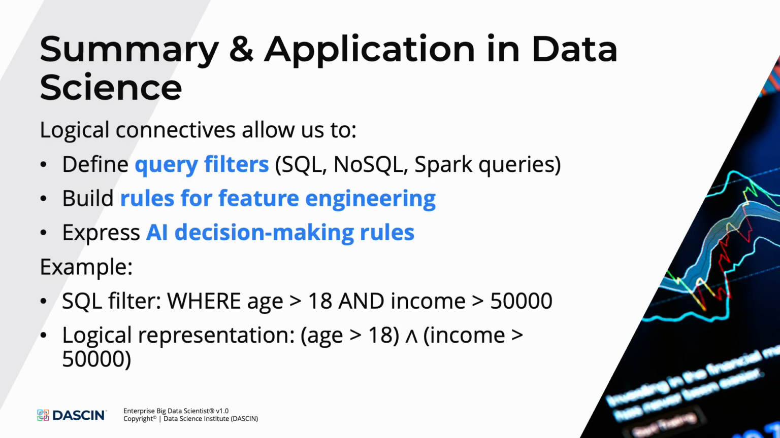To summarize, logical connectives are the building blocks of reasoning in data science. They help us design filters, build feature rules, and encode decision-making logic into algorithms. A SQL query that selects customers over 18, with income above $50,000, is just one real-world example of conjunction in action.